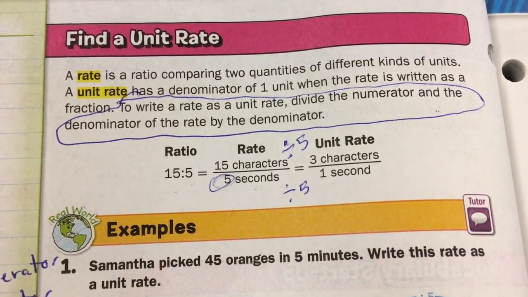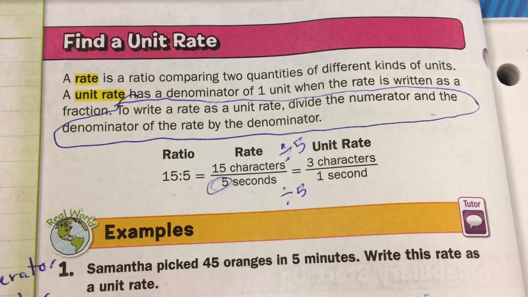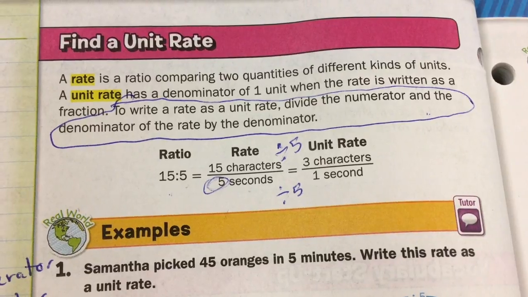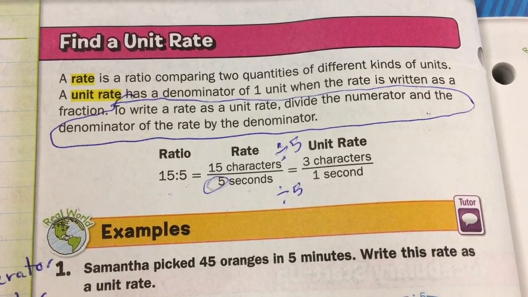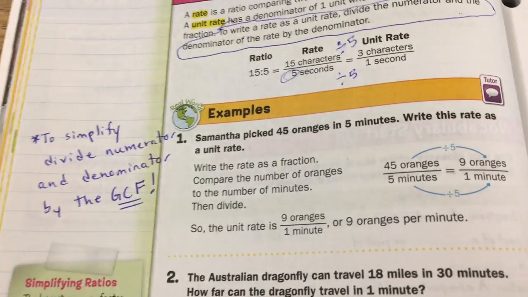Now, notice that the denominator is the greatest common factor. So just like what we learned with ratios, to simplify a fraction or a ratio written in fraction form, you divide by the greatest common factor. All right, let's take a look at our examples here.